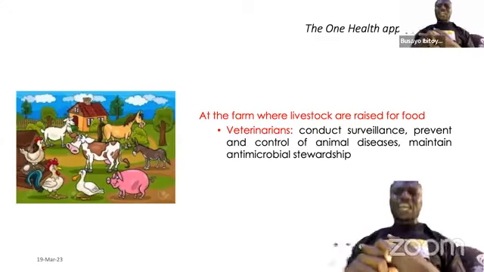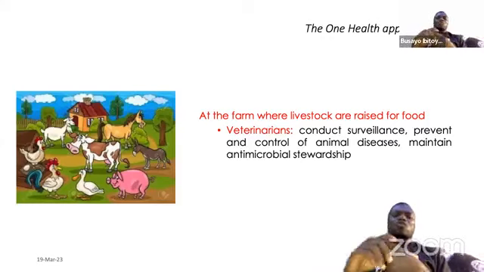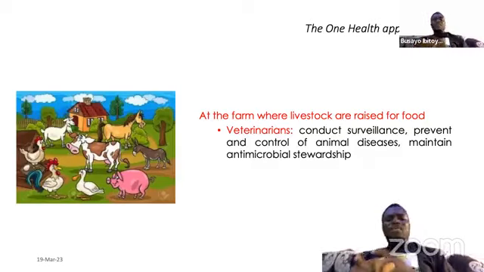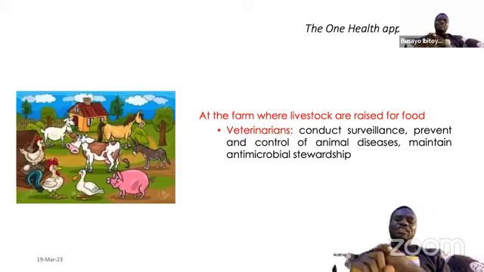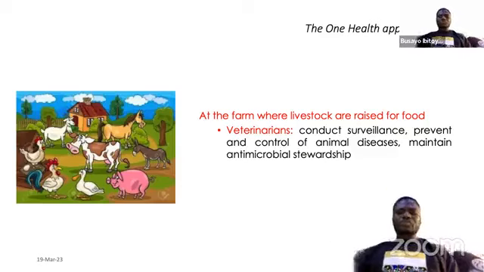they make sure that they prevent and control animal diseases. And again, very important, there must be a good antibiotic stewardship at the farm level. We don't abuse antibiotics, we don't overuse, we don't underuse, we don't underdose, and we don't overdose.